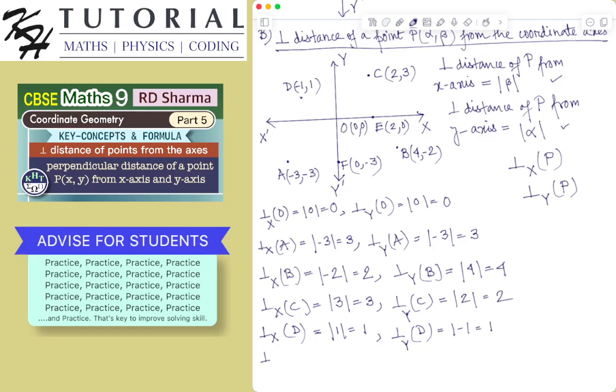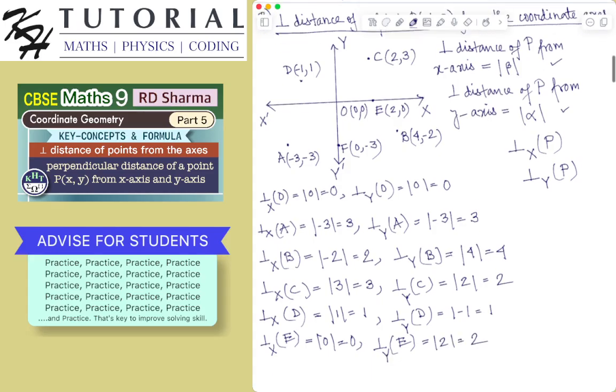which will be equal to 1. Let's see the perpendicular distance of point E from the x-axis. Point E is lying on the x-axis because its ordinate is 0. So definitely the perpendicular distance of the point E from the x-axis will be absolute value of 0, which is equal to 0. And the perpendicular distance of the point E from the y-axis will be the absolute value of the abscissa of the point E, which is mod of 2, which is equal to 2.